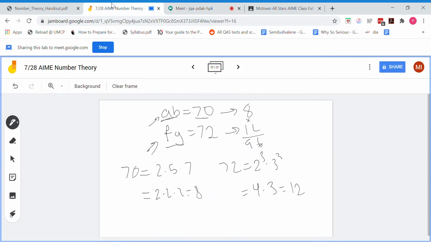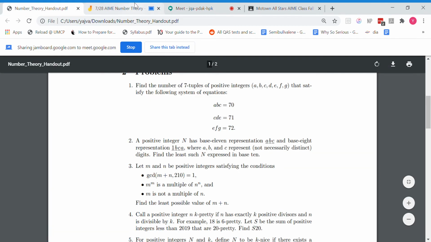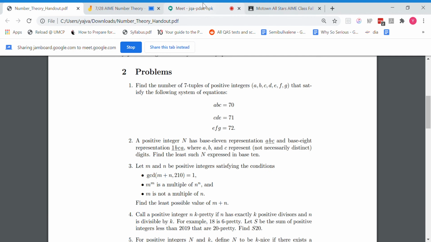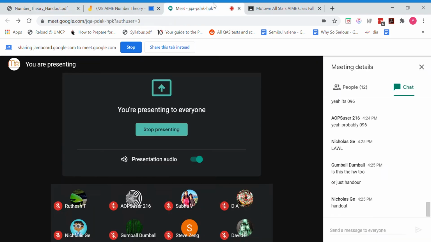Alright, let us continue. So now let's move on to problem 2. So this idea of bases is really important in AIME. Right? A positive integer n has a base 11 representation, ABC, and a base 8 representation, 1BCA. So find the least such n in base 10.